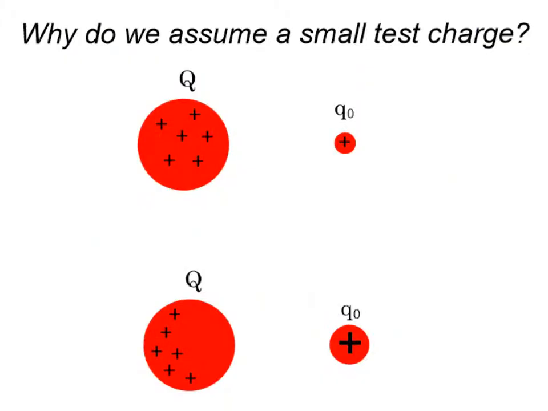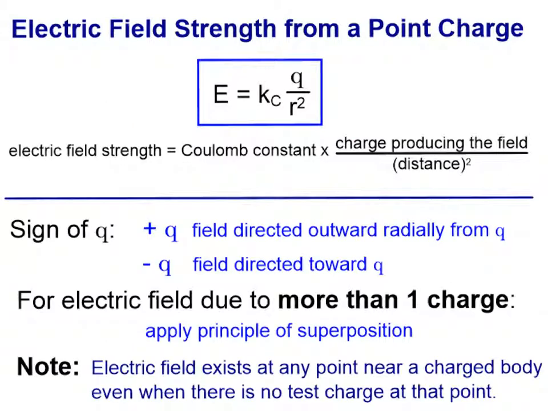And the question, why do we assume a small test charge? Here, I tried to make it small and still be able to fit the plus sign in there. We always assume a very small test charge because if we use a large test charge, that can cause a redistribution of the charge on our large Q, our charged object, and that would change the electric field strength.